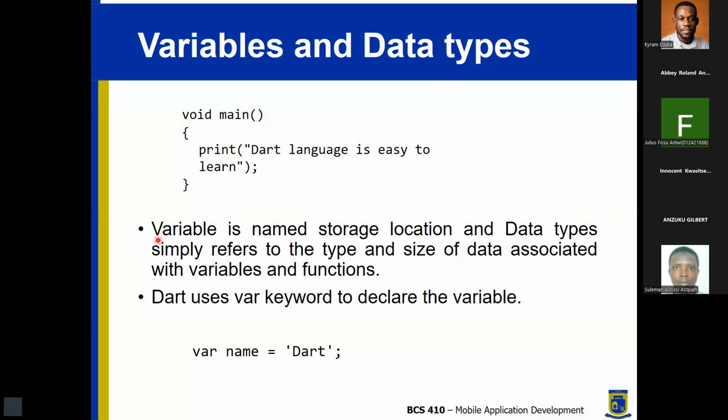Now, in terms of variables, Dart also has a unique way of declaring variables. It uses the keyword var to declare a variable. So var name equals, and it assigns the string to the variable name.